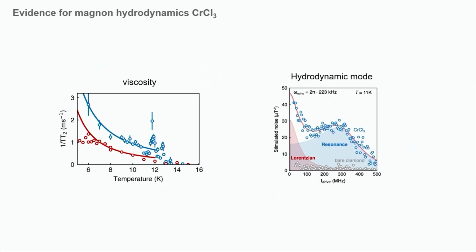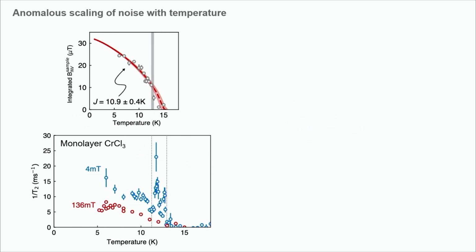So we think we've collected two pretty good pieces of evidence for spin wave hydrodynamics in this material. The first is based on the anomalous scaling of the fluctuations emitted by the material, as detected by the NV center. And the second is more direct evidence for a low-lying hydrodynamic mode in a multi-layer stack of chromium chloride. So let me go through the first piece of evidence here.